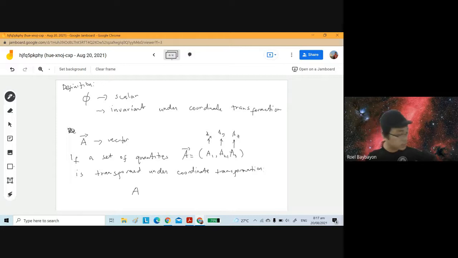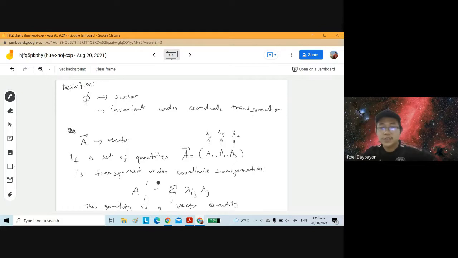Okay, we know this equation, and if we use the quantity A, we have this equation for coordinate transformations: A I prime is equal to the summation of lambda ij aj. Right? Instead of using x, I use a because I defined a set of quantities, a1, a2, and a3, as a vector quantity. Okay? So if it is transformed under coordinate transformation, then this quantity is called a vector quantity.